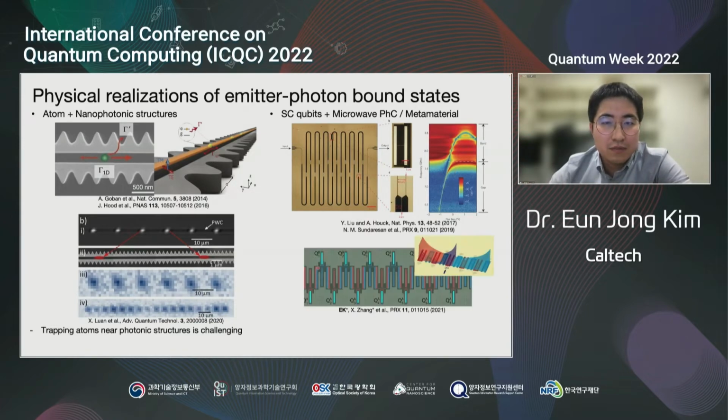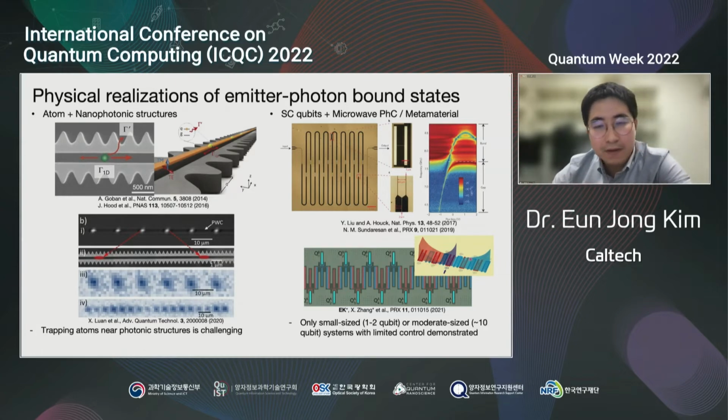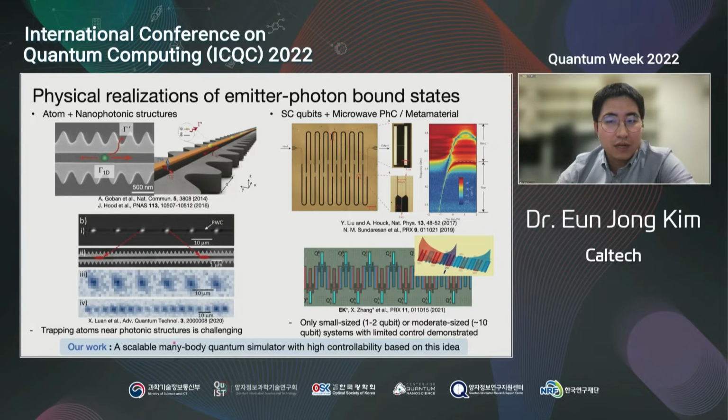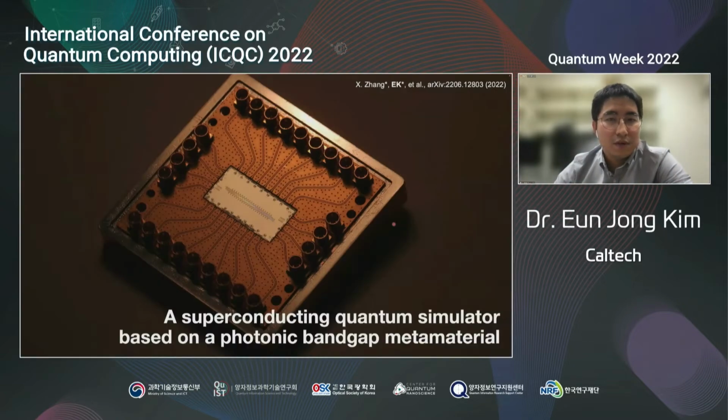And another approach based on a more compact and controllable design of the waveguide was pursued by our group, even realizing a novel qubit-photon bound state with topological character. However, only small-size systems with 1 or 2 qubits, or moderate-size systems with limited control, were demonstrated so far. The work that I'll describe today is the realization of a scalable many-body quantum simulator with high controllability based on this idea. So the photograph here shows an example of such a superconducting quantum device packaged in a printed circuit board and a copper enclosure. And from now on, I will provide the main results of our work.